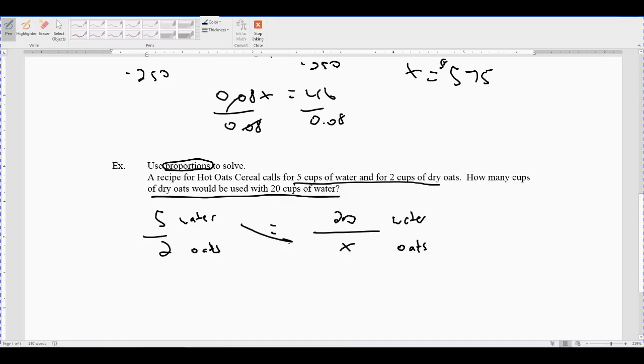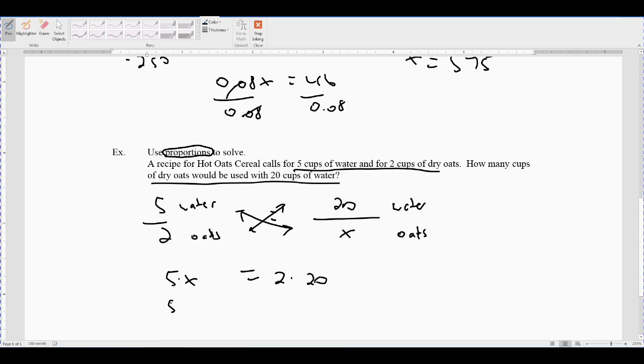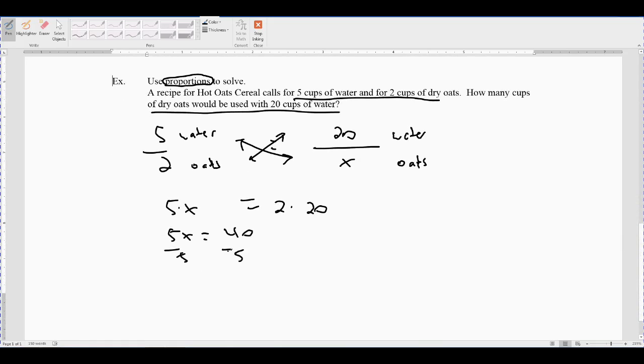And to solve these, we cross multiply. So take 5 times the X, which is 5X, and then equals 2 times the 20. So 5 times X equals 2 times 20. 2 times 20 is 40. Divide both sides by 5, we get x equals 8. So it's 8 cups of oats.